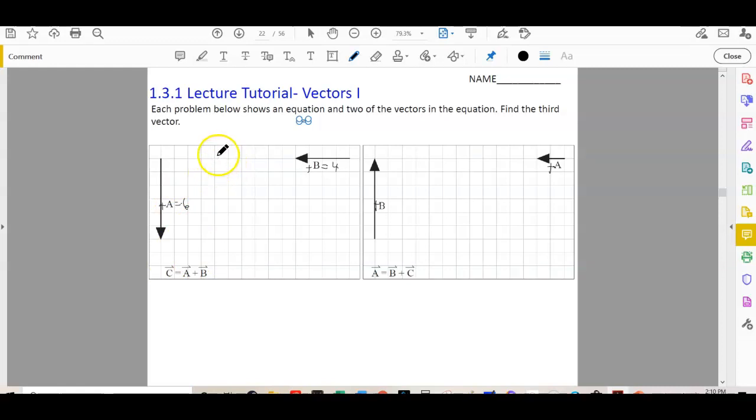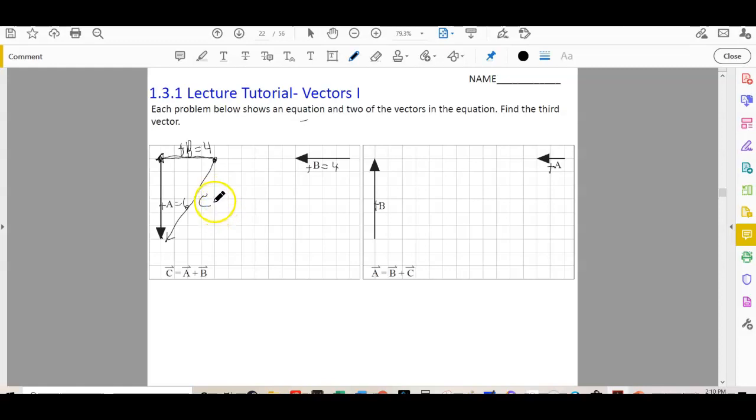Again, you could do this in any way you want. I'm going to take that B vector and add it to the A vector. Or I could take the A vector and add it to the B vector, but I'm going to do it in this case. So I want 1, 2, 3, 4. So there's 4 units to the left. This is the positive B vector, which is 4 units. So that means the C vector is going to be starting here and ending here. So this is going to be my C vector.